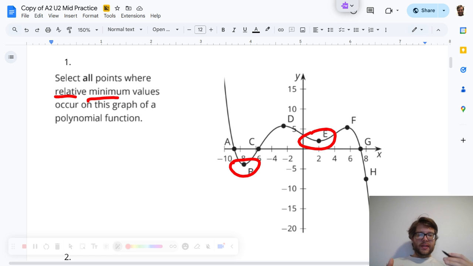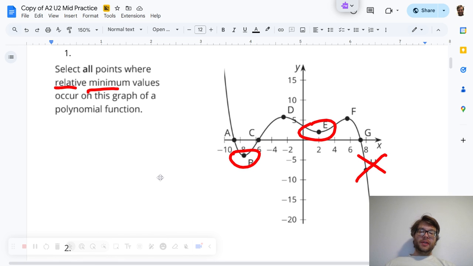Even though E is higher than B, that doesn't matter, because relative to the points that are near E, it is a minimum. And those are the only two relative minima. Some people might have chosen H. H is not a relative minimum because it isn't at the bottom of its little neighborhood. There are points on the right side that are further down than H. So even though H is labeled as the lowest on the graph, it doesn't count as a relative minimum. The only ones are B and E.